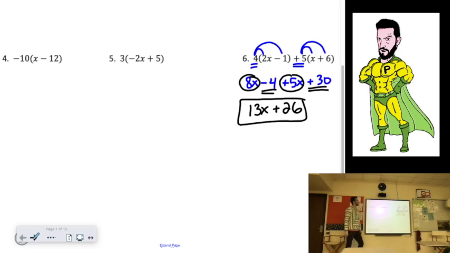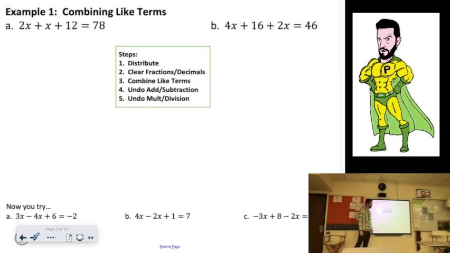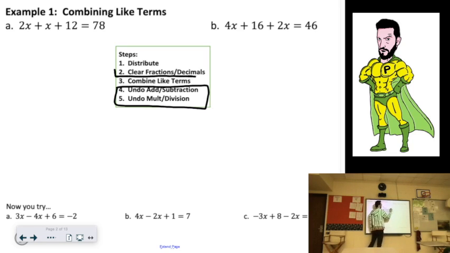If you look on your notes, I have the steps that we're going to use today. Now if you look at steps 4 and 5, undo addition and subtraction, undo multiplication and division, those are the steps of the 2-step equations that we've been doing. Also, we've done equations with fractions. We've cleared them out with multiplying by a common denominator. So the only new steps in the equations are step 1, distribute, and step 3, combine like terms, which we just practiced on the last one.